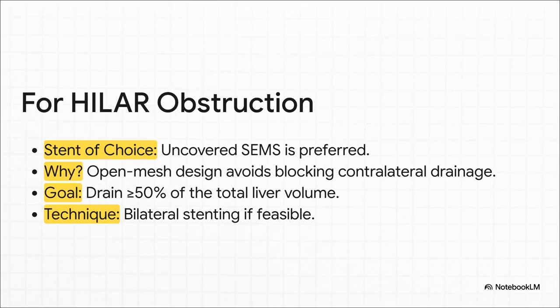But hilar obstructions? Now that's a whole different beast. Here, the priority isn't so much about prognosis, it's about mechanics. You almost always want an uncovered metal stent. And why is that? Well, if you put a covered one up there, you'd block off important side branches and could actually make things worse. The big goal is to drain at least half of the liver, which often means you have to put in 2 stents, one for the right side and one for the left.